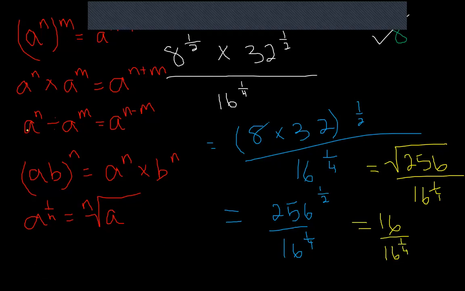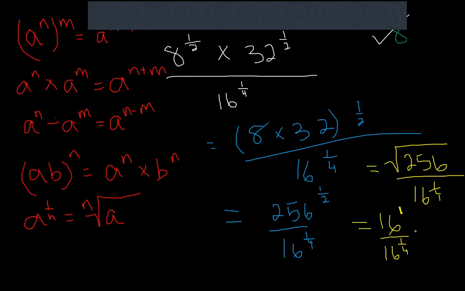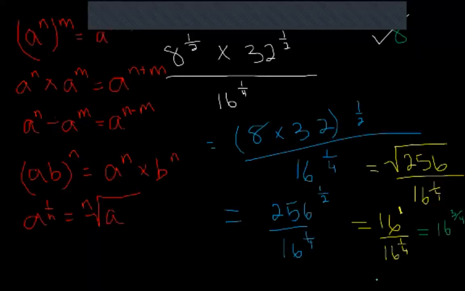Then I could apply this rule: a to the power of n divided by a to the power of m. What I do, I subtract the indices. So remember, it's understood that 1 is here. 1 minus a quarter, that would give me 16 to the power of 3/4. And if you punch that into your calculator, you're going to get 8.